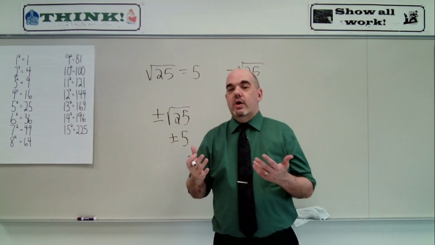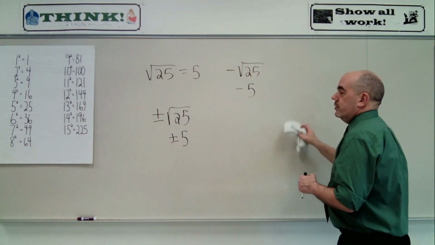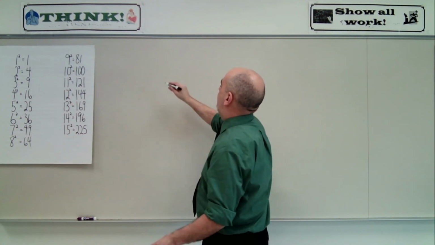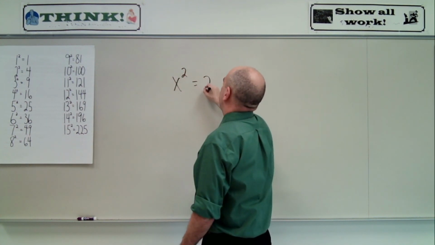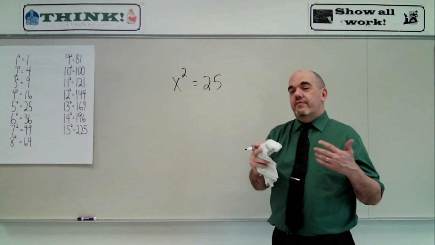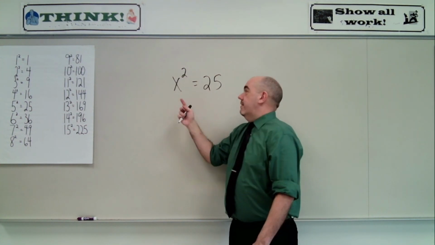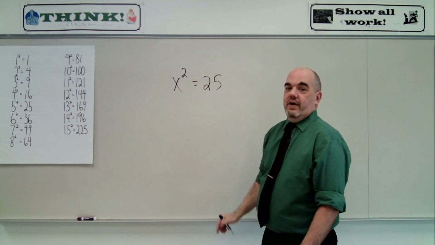Where does this come up, or where do we use this? Sometimes it comes up when you're solving equations. Let's take a look. If I want to solve the equation x squared equals 25, I want all of the numbers that when I plug them in for x, it's going to make this equation true. Everything that's squared gives me 25.